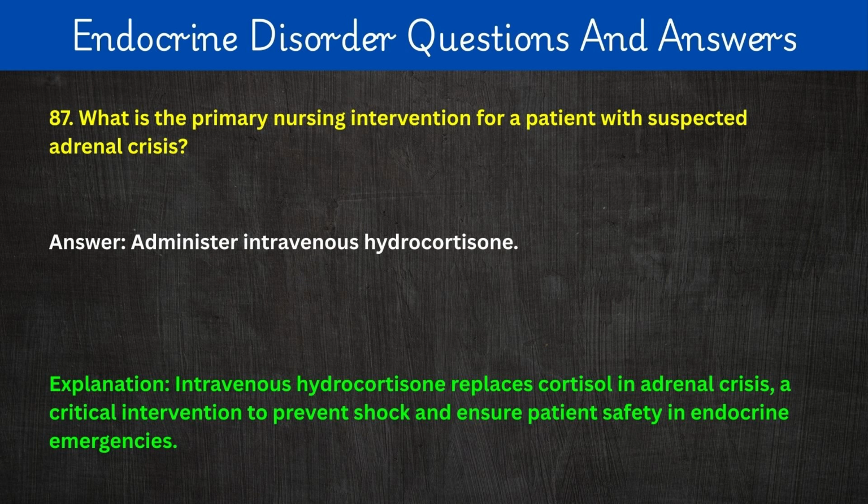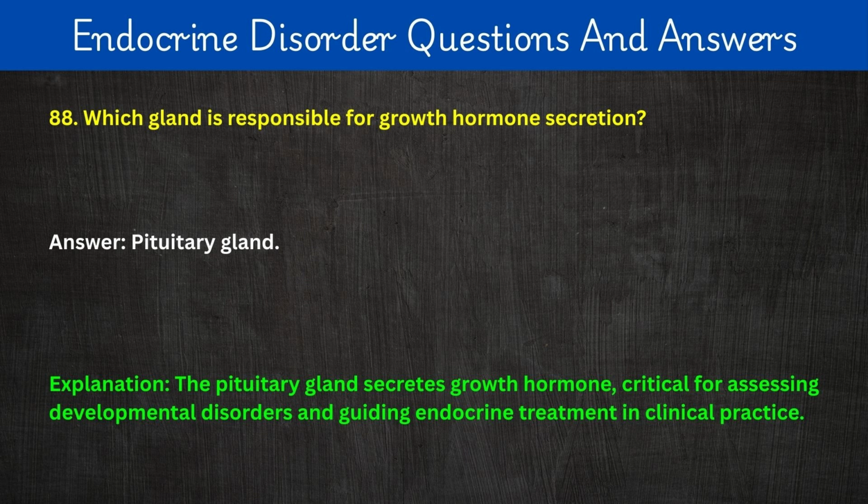Answer: administer intravenous hydrocortisone. Explanation: intravenous hydrocortisone replaces cortisol in adrenal crisis, a critical intervention to prevent shock and ensure patient safety in endocrine emergencies. 88. Which gland is responsible for growth hormone secretion?